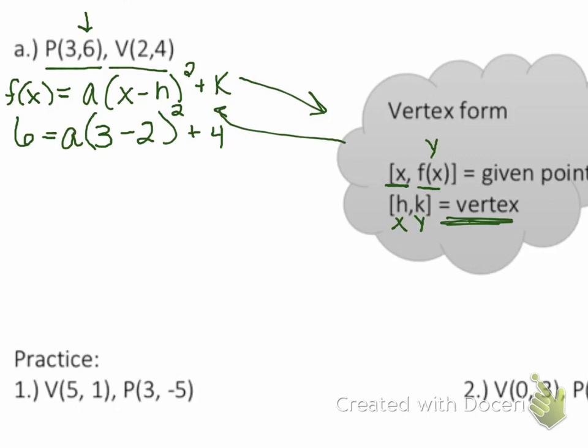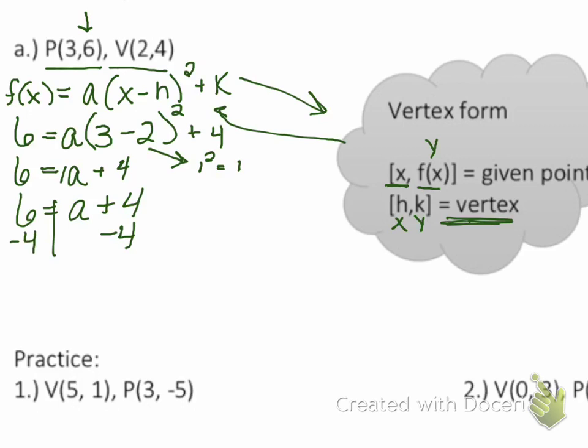So now I'm going to start simplifying this. I need to figure out what a is. So I'll bring down the 6. I'm going to go ahead and simplify the 3 minus 2, which is 1, and I'll square it, which is 1. And so that gives me 1a plus 4. Or I could just write 6 is equal to a plus 4. I feel like that looks just nicer, okay? So if you're like, wait, how did you get the 1? This is just 1 squared, which is just 1, or just 1a. So now I'll just subtract 4 from both sides, and so I get my a value is 2.